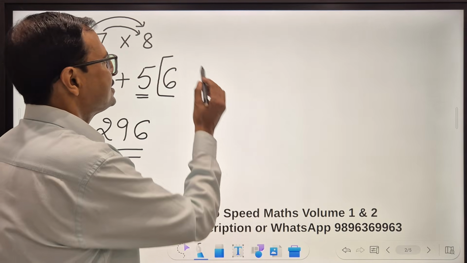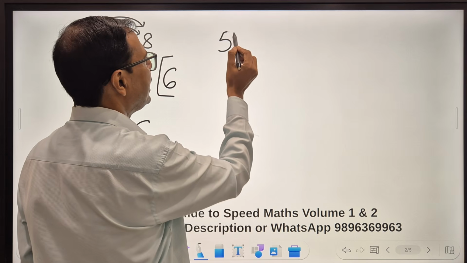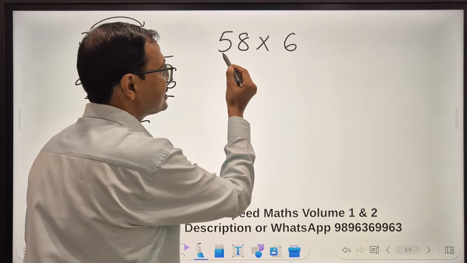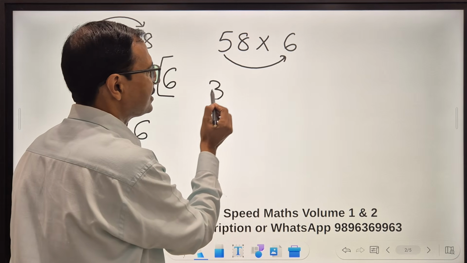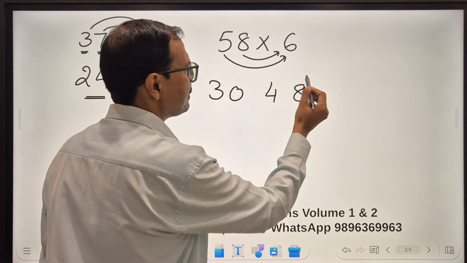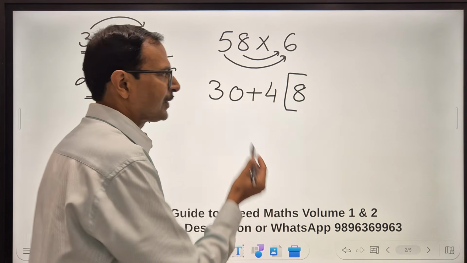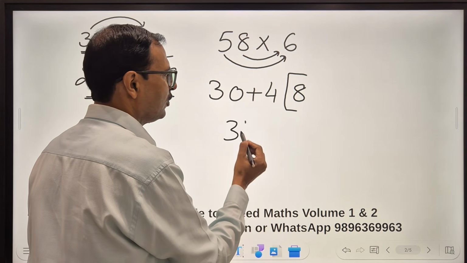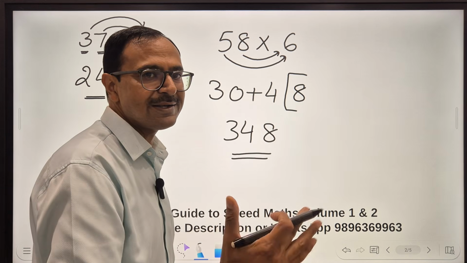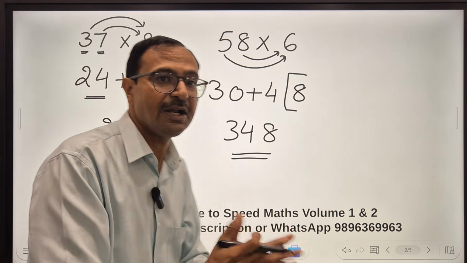Watch. Suppose in place of 37, now somebody asks me what is 58 times 6. Okay, now what numbers I have to visualize? 5 times 6, that is 30. 8 times 6, which is 48. Separate out the last digit. Visualize that there is a plus sign in between them. 30 plus 4 is 34. And finally the 8. There we go. 348 is the answer. And believe it or not, friends, this can be done really quickly.